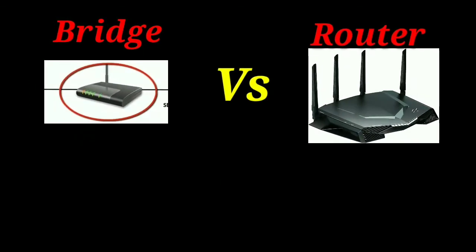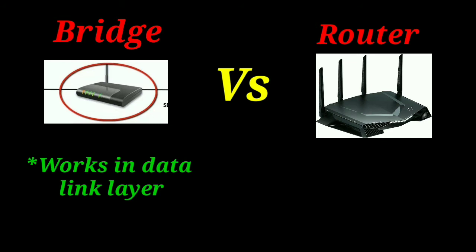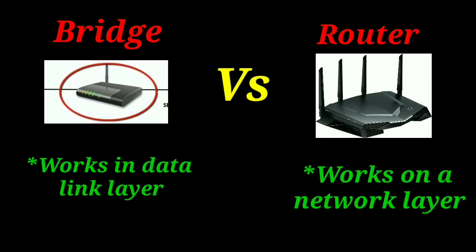Then the difference between the bridges and the routers was, a bridge is a network device which works in the data link layer, whereas the router is also a network device which works in the network layer. But a router is a more intelligent device than a bridge because a router can facilitate layer 2 bridging functions if required and can concurrently route through the same interface.